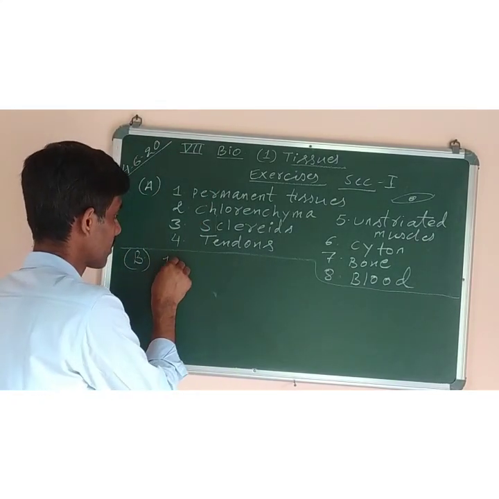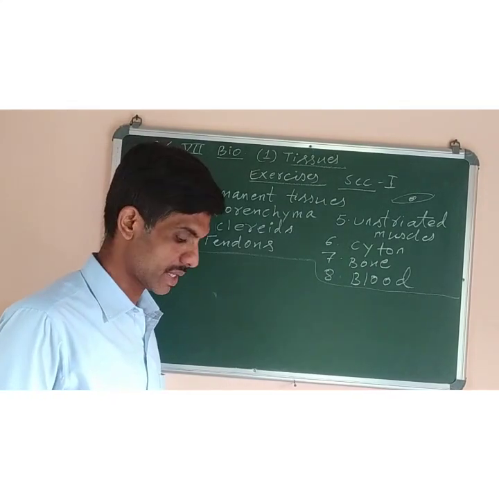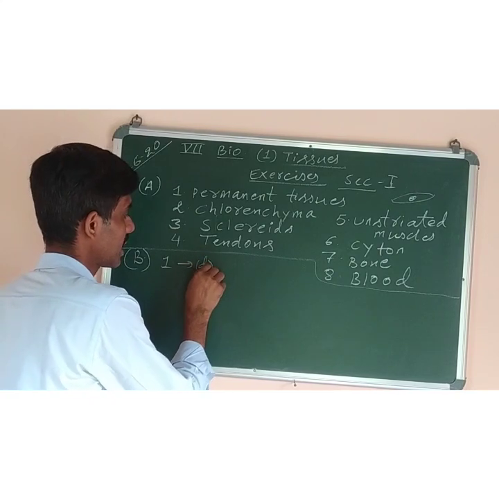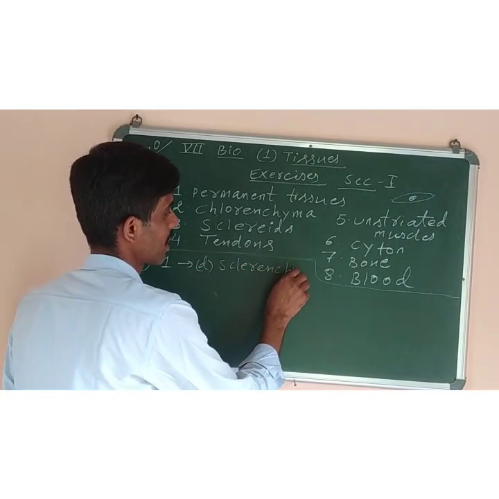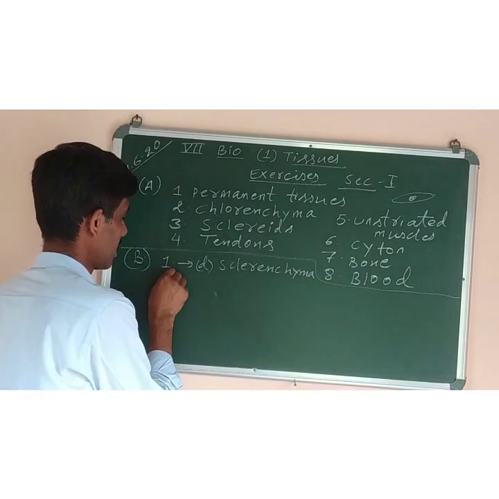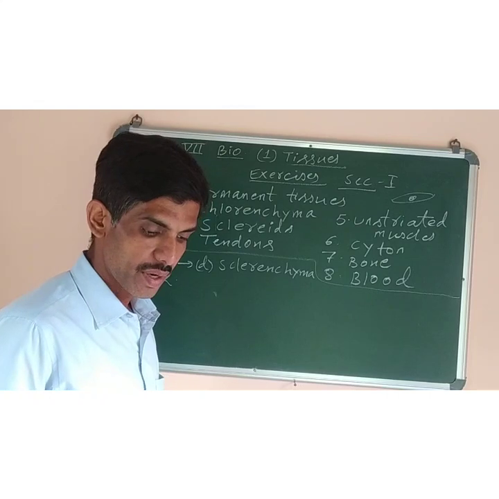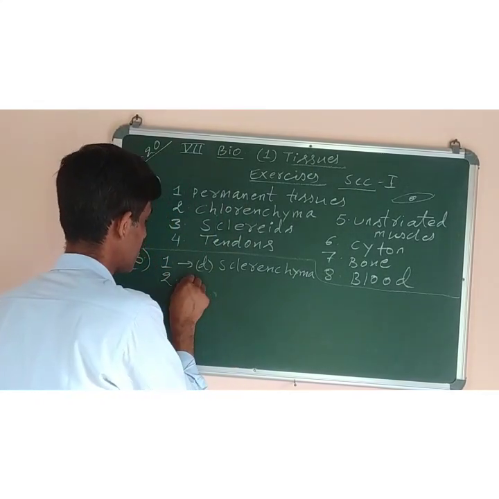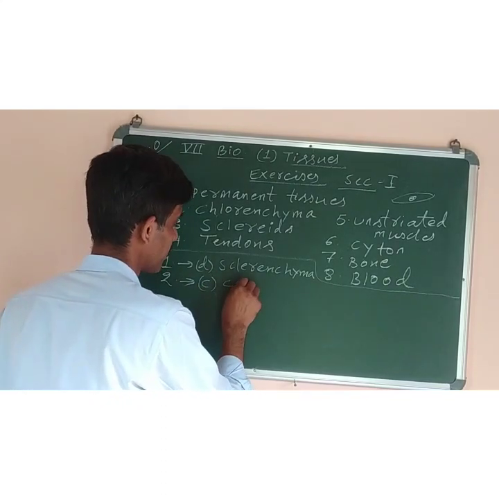Number 1. The question is the simple tissue in plants made up of dead cells. And the answer is number 1 D, that is sclerenchyma. Then the second question is which of the following is a lateral meristem? Out of the 4 options given, the correct answer is number C, that is cambium.